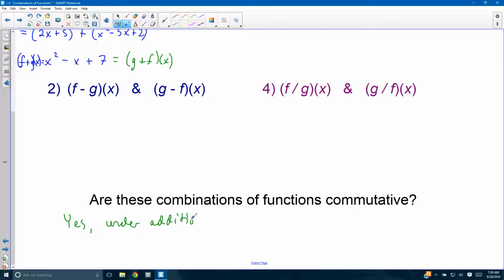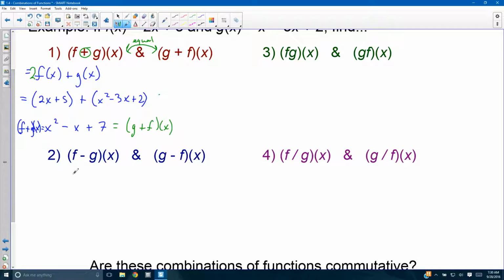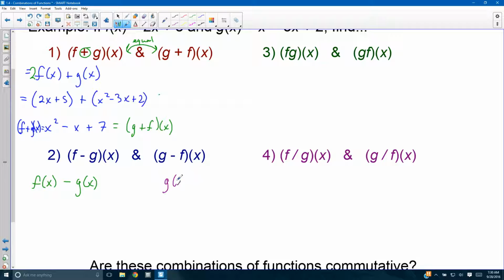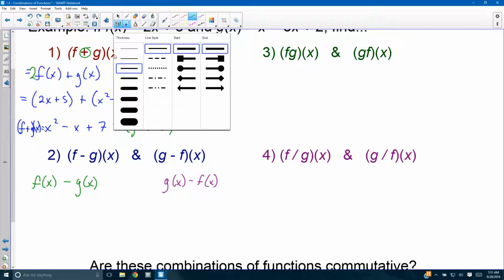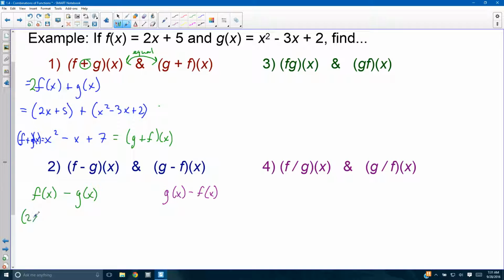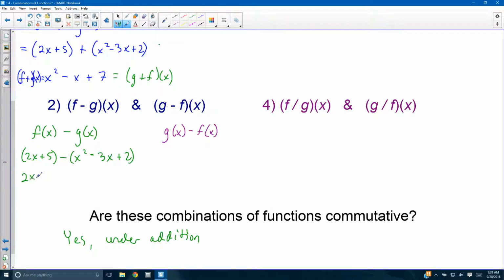Let's check subtraction next. Number 2, f minus g of x and g minus f of x. So f of x minus g of x will be this guy. And this guy over here is going to be g of x minus f of x. I'll just go ahead and get it started right now. Now we're going to see if that commutative property applies. And if it doesn't, I'll make sure to spell out the final answers for both of them here. So f of x is 2x plus 5. And again, the parentheses for this one might not matter too much, but for this one it really will. At least for the parentheses, I'm really showing what it is that I am substituting. That's always pretty important. So 2x plus 5 is just 2x plus 5.